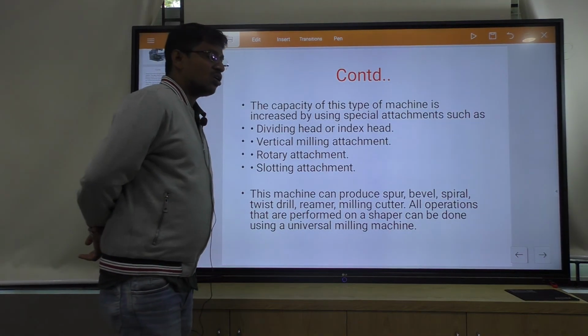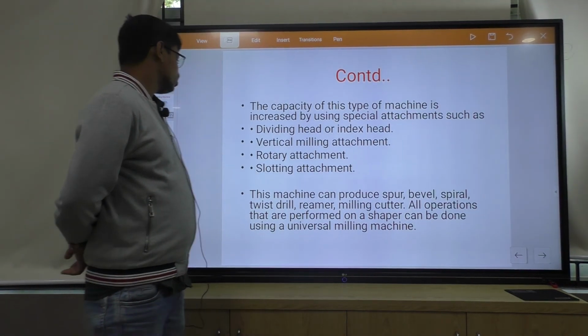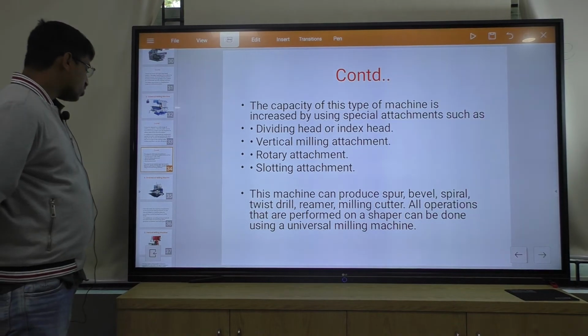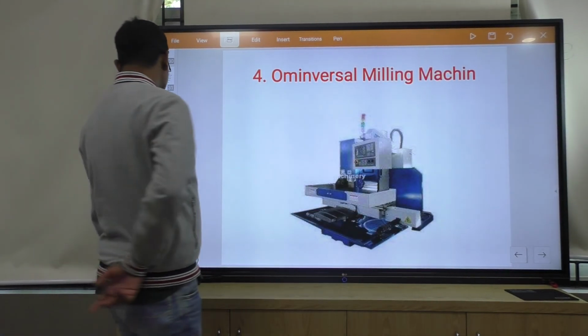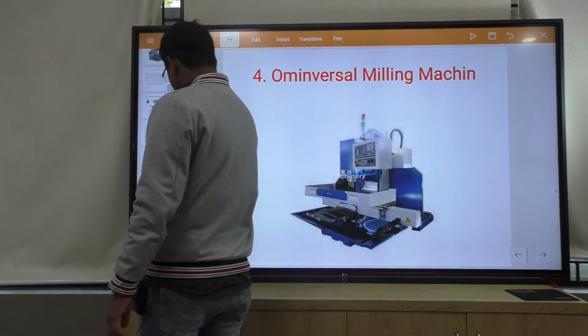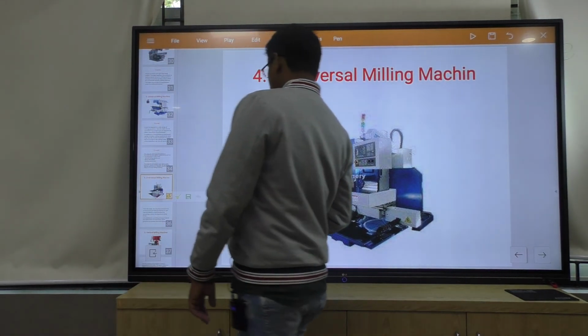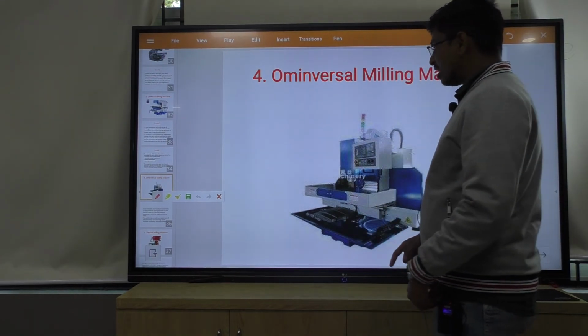Reamer, milling cutter, all of these we can produce here. Then the next one is omniversal milling machines. In an omniversal milling machine, what happens?